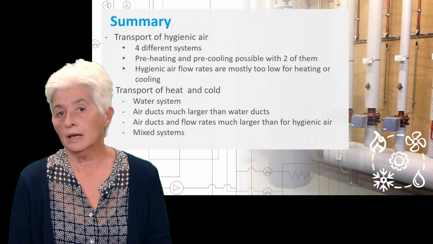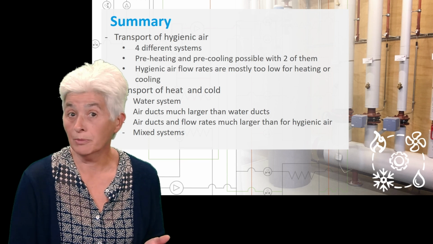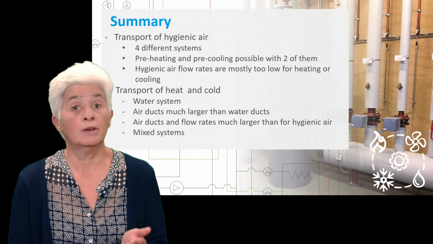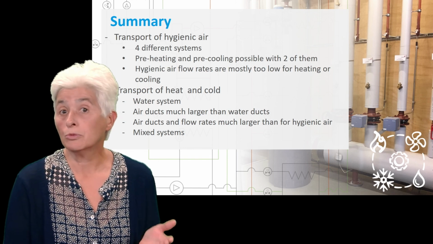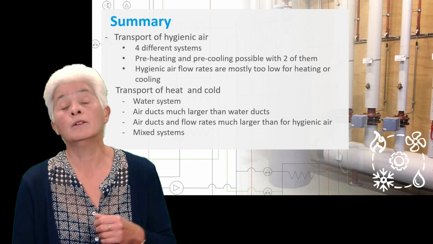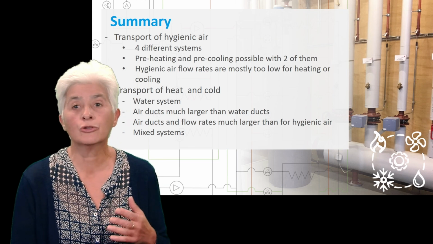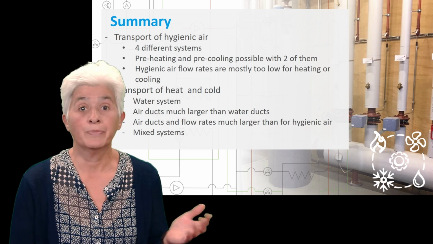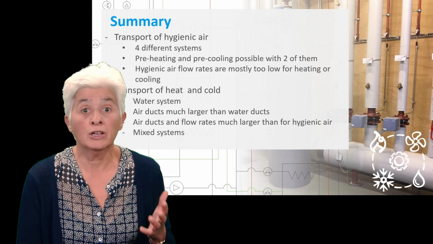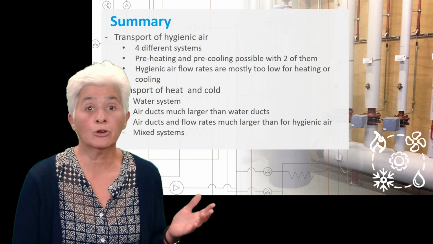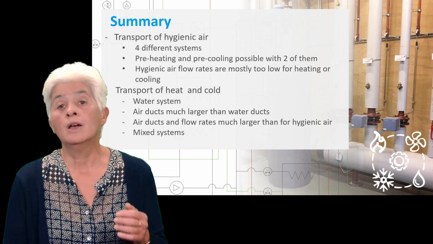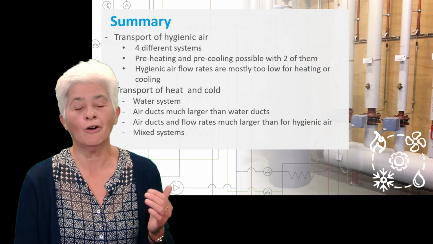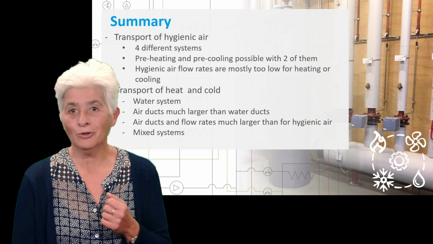Heating and cooling can be done by a water system, bringing the needed heat and cold from the central generation system to each of the rooms. It can also be done by an air system, in which large quantities of warm or cold air are brought to each room. The ducts with such an air system are much larger than the ducts used in a water system. Very often, a mixed system is used, taking advantages of both.